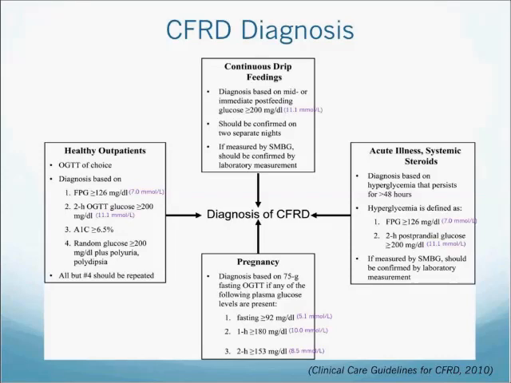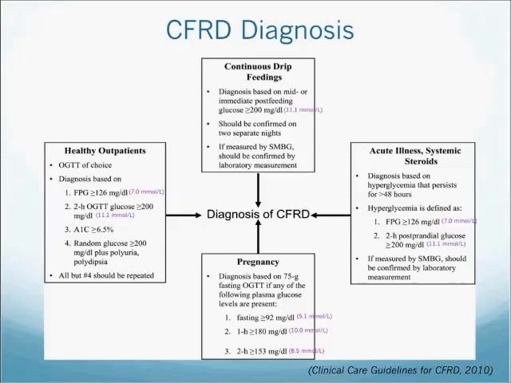Another way that CFRD can be unmasked is with G-tube feeds. You can base it on a mid-feed blood sugar greater than 11.1, or post-feeds. We usually do 2-hour post as a diagnostic mark. Again, you need to confirm it on 2 separate nights. Ideally, you should be able to confirm those values with a lab measurement. Generally, if somebody's in hospital, that can be used as well.